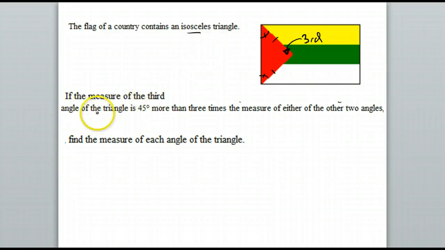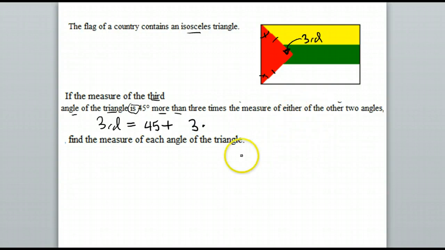Now again, what you have to get yourself trained to do is to see how this is going to translate. The third angle of the triangle, so I'm just going to say third, is, so there's where we're going to get our equation from. The third is 45 degrees more than, that means we're going to add, 45 degrees more than 3 times the measure of the other two angles.